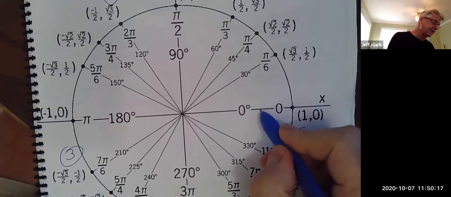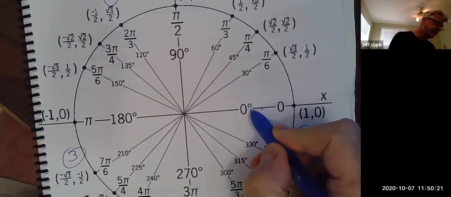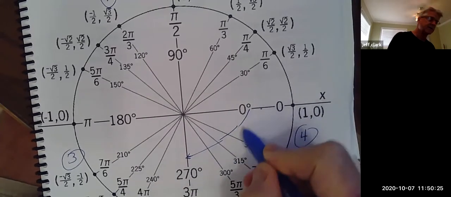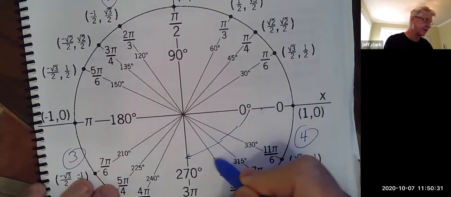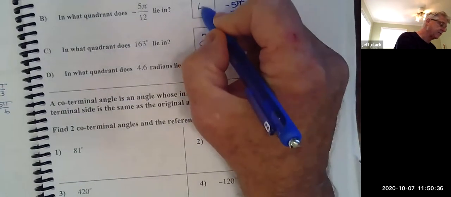So the negatives go this way. These are all positive answers. Isn't this negative 90 right there? So negative 75 has to be short of that, so it's in quadrant 4. Negative 75 is down here, stops right about there. So this is in quadrant 4 as well.